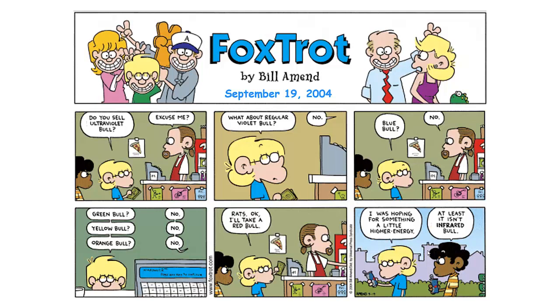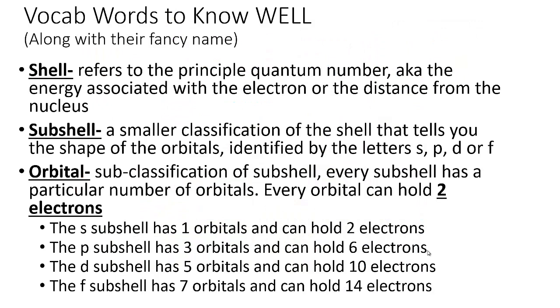And that being said, it seems like Red Bull is a little misnamed, because if it really was a high energy level, wouldn't it be Blue Bull or ultraviolet? Because that would be pretty funny. But anyway, if that helps you remember that Red Bull is not very energetic and violet is the most energetic color, fantastic. Alright, so now we need to talk about some vocab words.